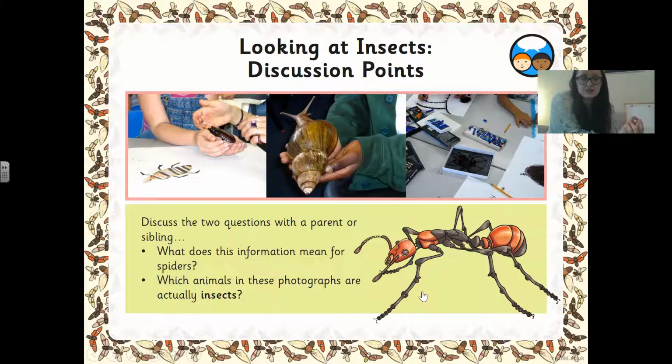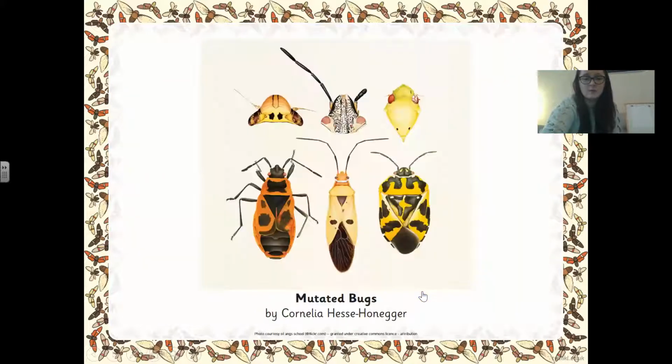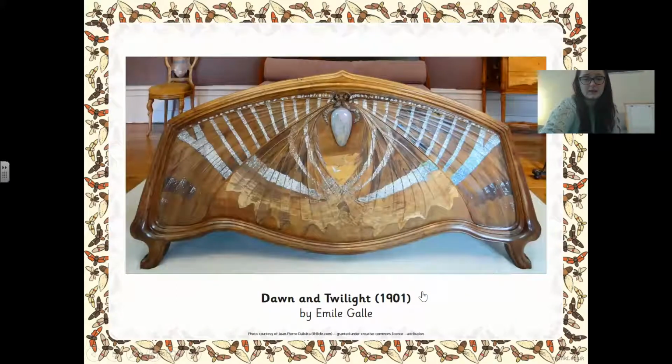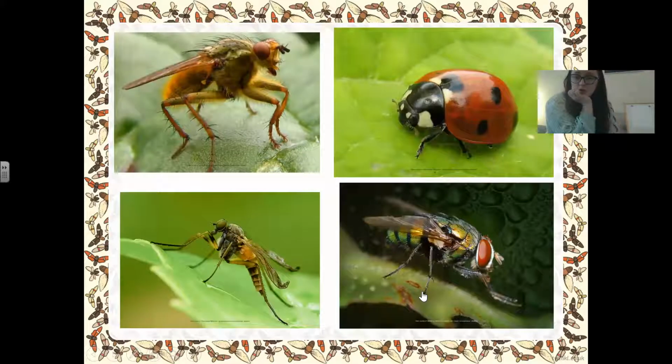So it says, which animals in these photographs are actually insects? So if we go back to, let's say, this one here, which of these animals are actually insects? Now we can see that a ladybird has 6 legs. 1, and there'll be 1 at the other side. 1, 2, 3, 4, and there's 1 hidden under here. 5, 6. Now you can see 6 legs on this one.